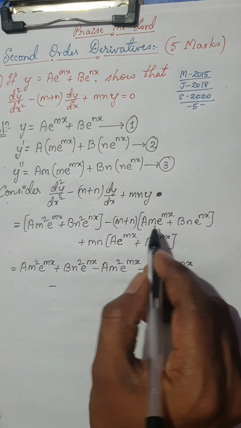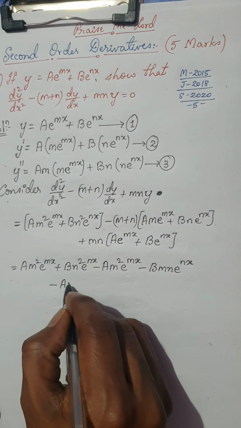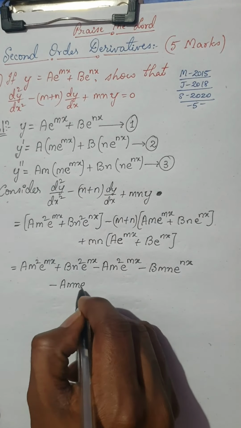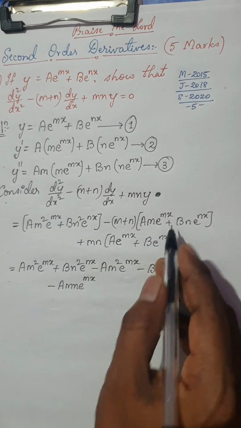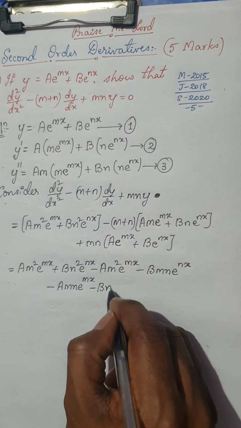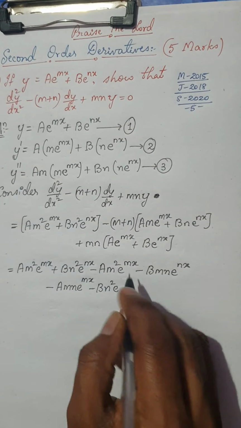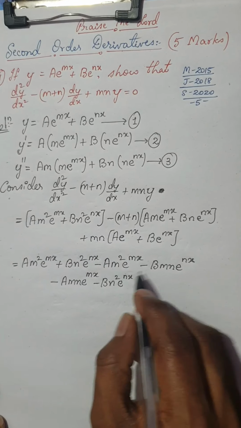Okay. Minus. Now minus n into a into m, so it is minus a m n into e power mx. Okay. Now minus into plus will be minus b n into n will be n square into e power nx. Please be very careful in writing the multiplication terms.